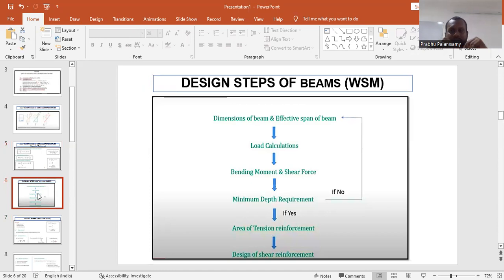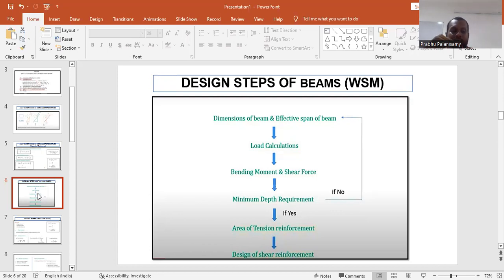And next, the design steps of beams in the working stress method. Here we see the steps involved in the working stress method for the design of a singly reinforced beam, and not only singly reinforced beams. First, we identify the dimensions of the beam, the effective span, the load calculation, the bending moment and shear force, and the maximum depth is required. The minimum depth requirement is very, very important. From here we will check whether the provided depth is safe or unsafe, and whether it is minimally provided or not.